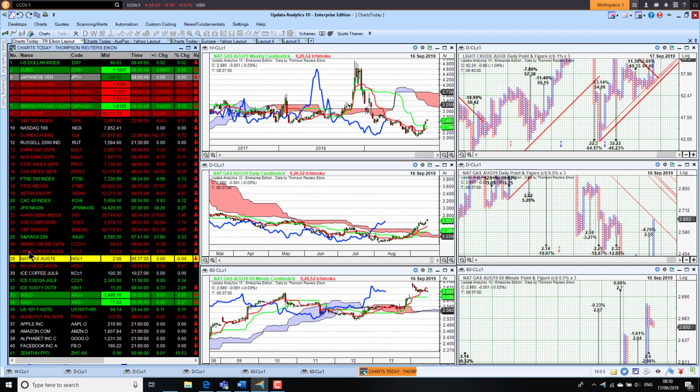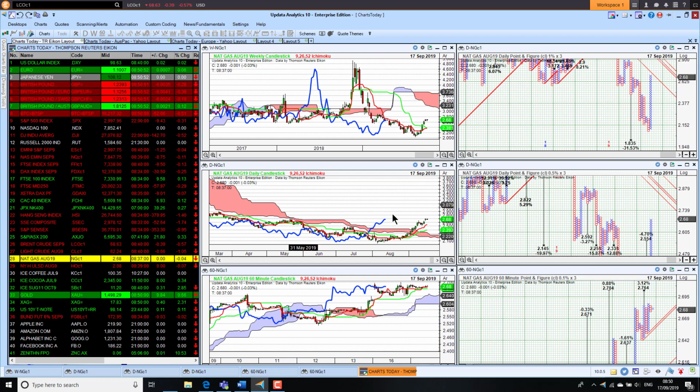US Nat Gas is sitting at $2.68. Its main thing is this medium-term transition on the daily cloud. The short-term 60-minute chart is actually looking pretty good as well.